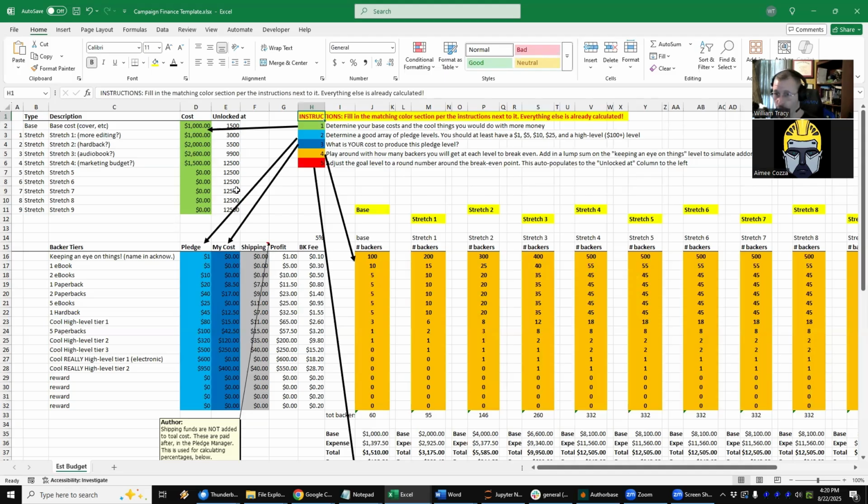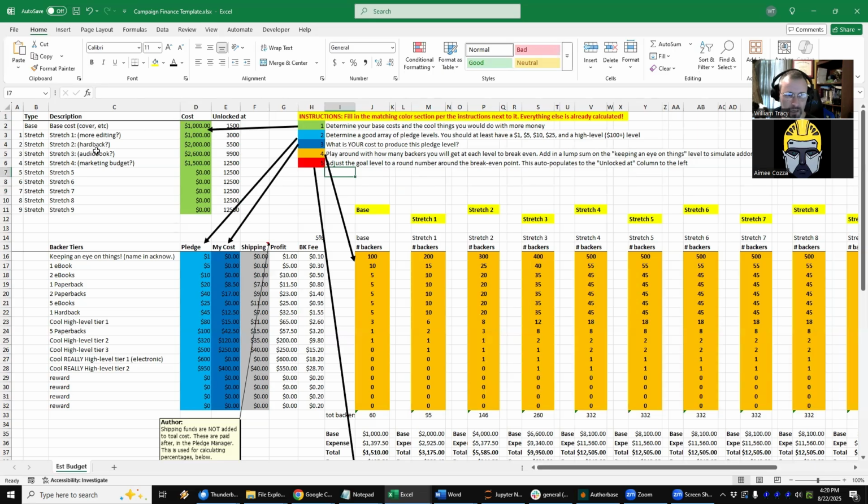So before you even approach this spreadsheet, do your research. Find out what you need to do to produce the thing you're trying to produce. All it takes is a little research. Look up some production costs. They don't have to be final. All this is estimates, but you want them to be as close as possible to actual estimates.